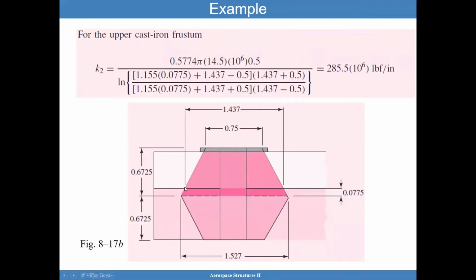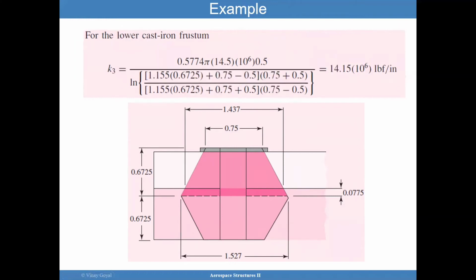If I continue now for the second frustum, here's the second frustum we're talking about. For that second frustum, the distance now is 0.0775. That's your thickness that goes in here. And then I have this distance 1.437, and I still have the 0.5. So I want to use this formula, and I get a K2 for that cast iron. The cast iron has a modulus that's different from the steel. Then I go to the bottom frustum and repeat the calculation, and when I do so, I get a K3 of 14.15.